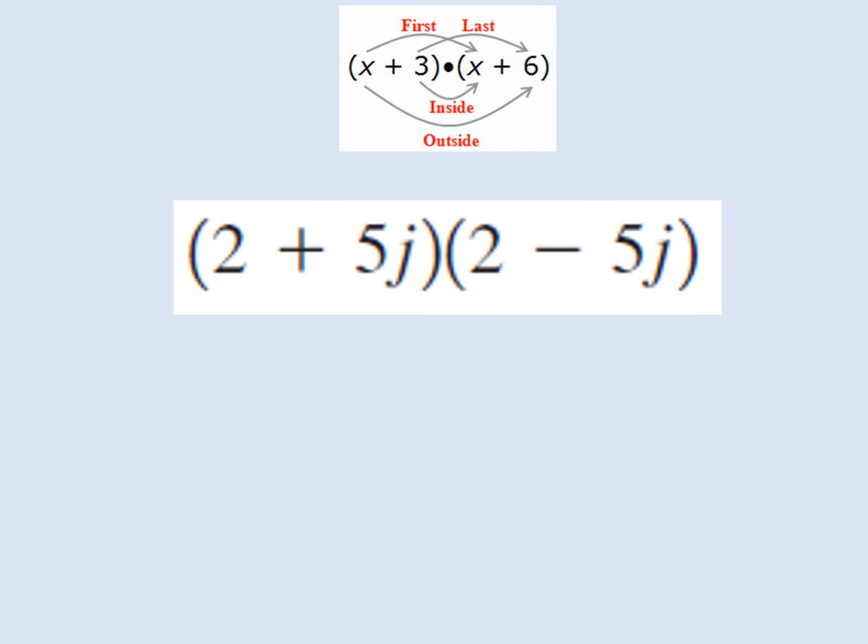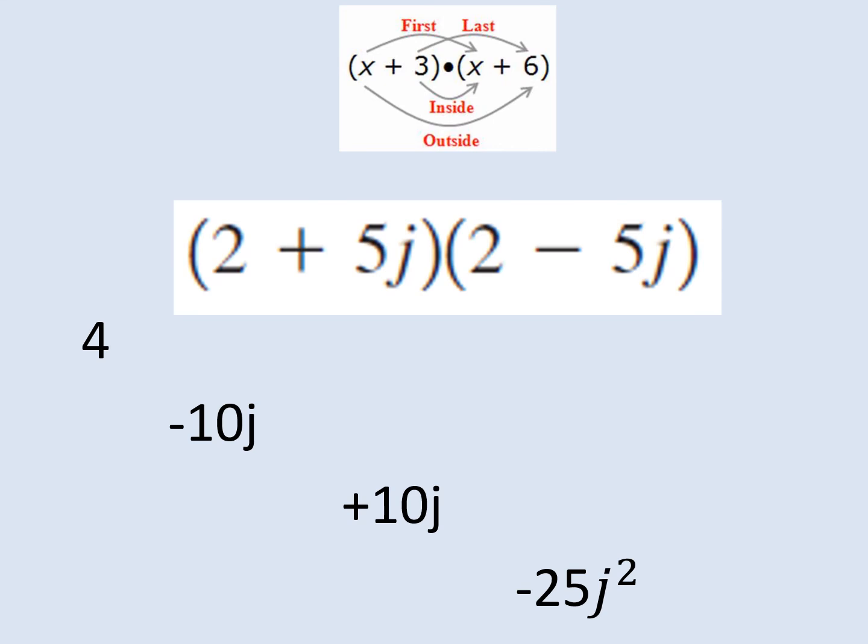Next we have multiplying two complex numbers. We do 2 times 2 equals 4, because FOIL still works. Then the outside is 2 times negative 5j, which equals negative 10j. And we have positive 5j times positive 2, which equals positive 10j. And then positive 5j times negative 5j equals negative 25j squared.